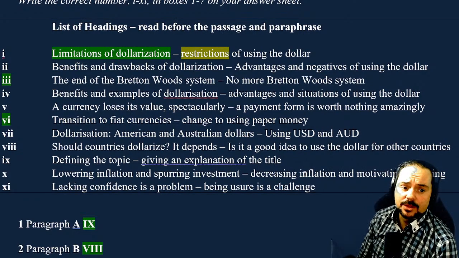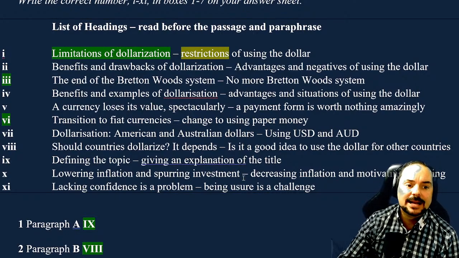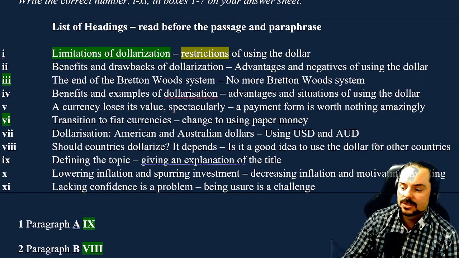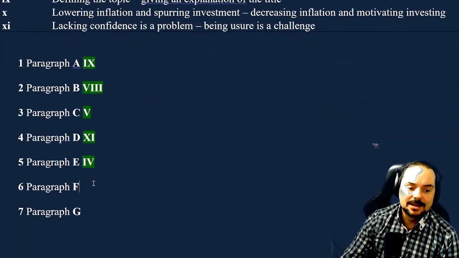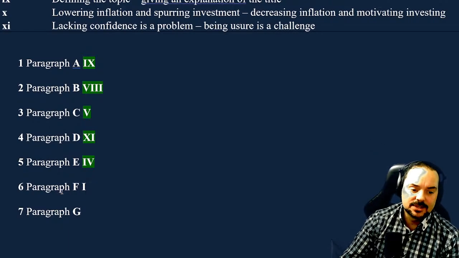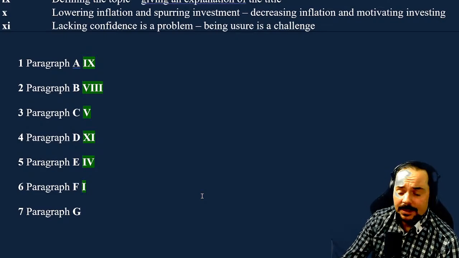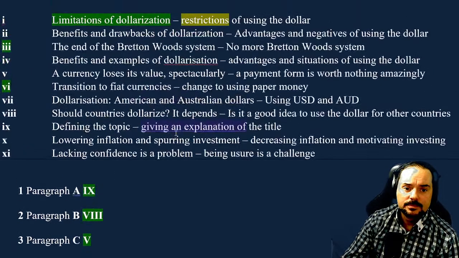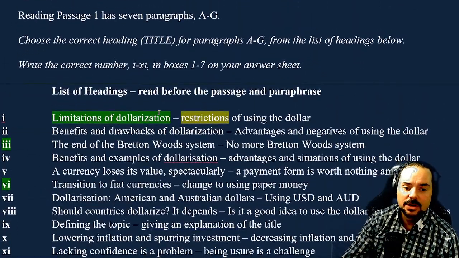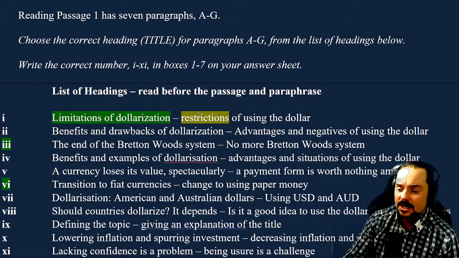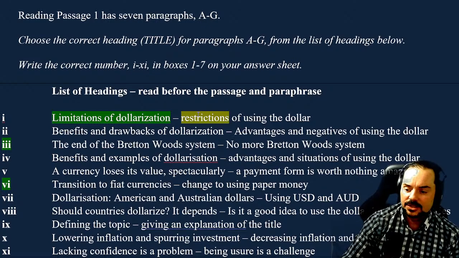Number 1 is more of the drawbacks. Yeah, because drawbacks and limitations and restrictions are synonyms. So whoever says number 1 gets the correct answer for that one. If somebody said number 2, then that would be the wrong answer. It's number 1. It's limitations of dollarization. If I'm a country that uses the dollar, I don't control my own money. That can be an issue. Okay, it has the closest meaning.